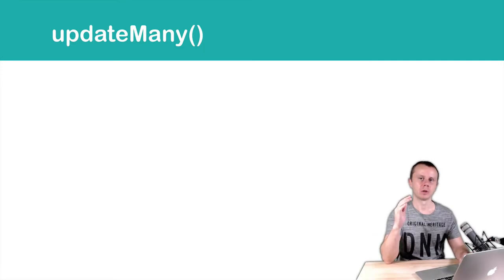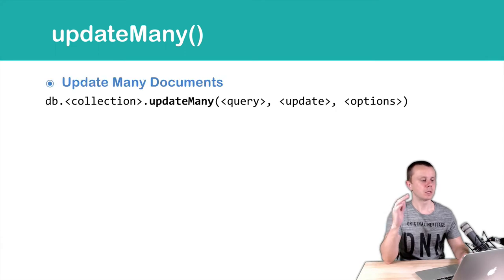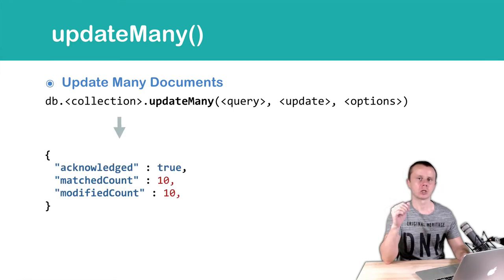The updateMany method will perform the same operation as updateOne, but for multiple documents, for all documents that match a certain query. The syntax is as follows: updateMany and, as usual, query, update and options. The server will also return an object. In this example: acknowledged true, matched count 10 and modified count 10.